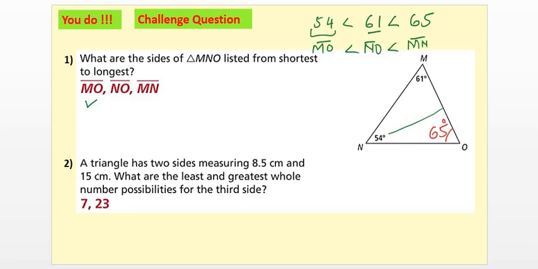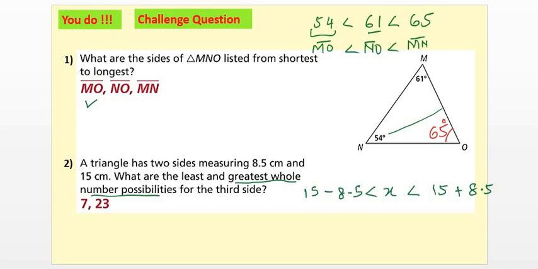And in the second question, it was saying a triangle has two sides measuring 8.5 centimeters and 15 centimeters. What is the least and the greatest whole number possibilities for the third side? Now this is the main thing. Otherwise the question is the same, that once you have to add the numbers and once you have to subtract the numbers. So if I find the range, or you can say the limits for the values of x, on this side it will be 15 plus 8.5, and on this side it will be 15 minus 8.5.